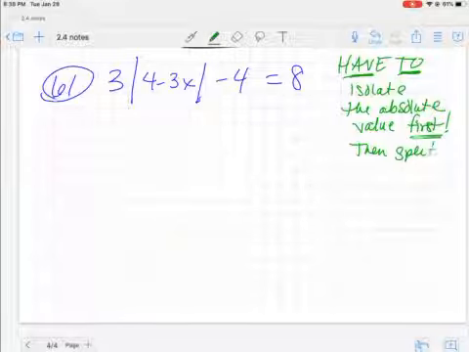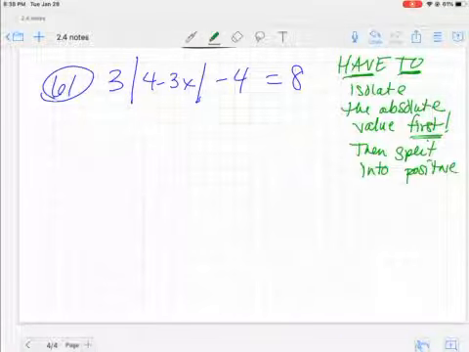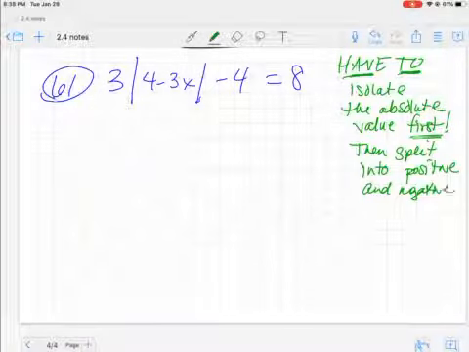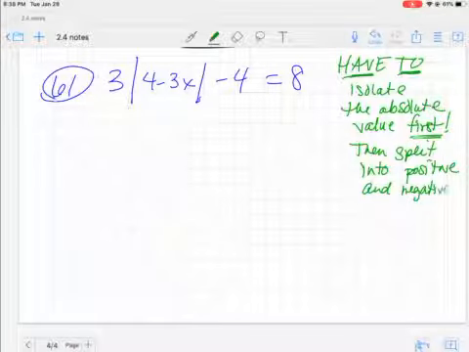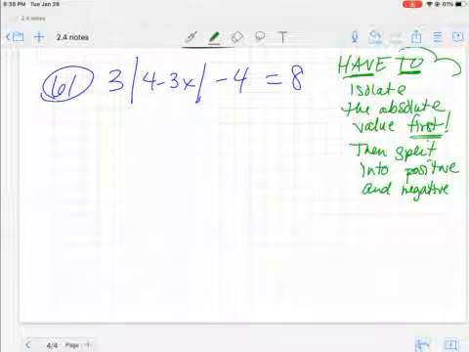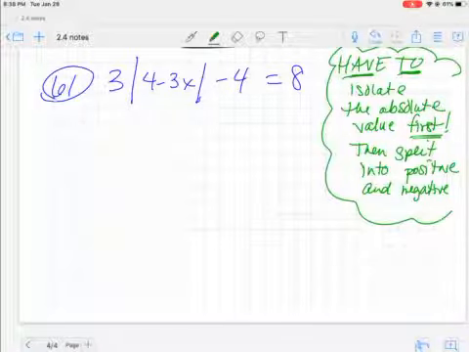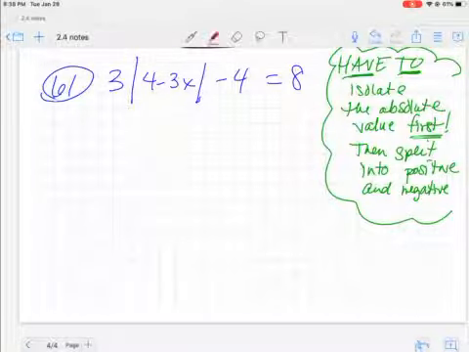Then split into positive and negative. Oops, that's super messed up. Let's try that again, shall we? Okay. Have to isolate that absolute value first. Once you take care of that, then you split it into the positive and negative. So let's do it right now.